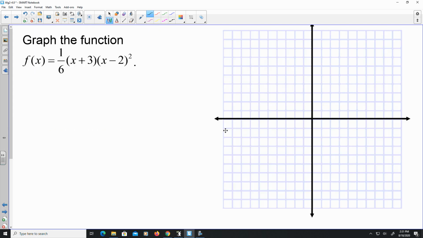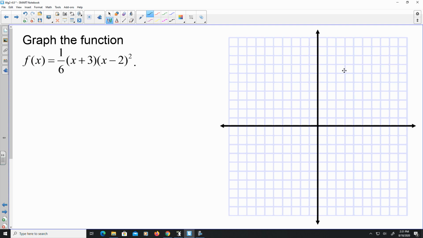So, with that being said, let's look at being able to graph this particular function. It says f of x equals 1/6 times the quantity of x plus 3 times the quantity of x minus 2 squared. I look at this, and the first thing that I would do is multiply it out and get it as a polynomial that you would type into your graphing calculator.